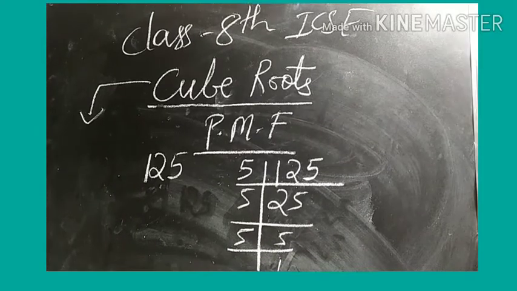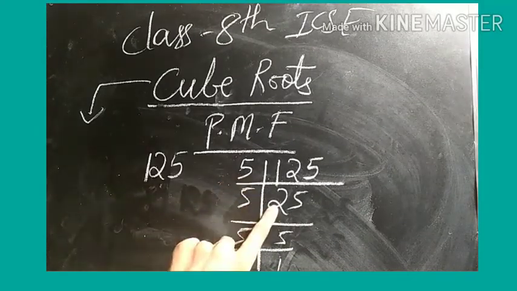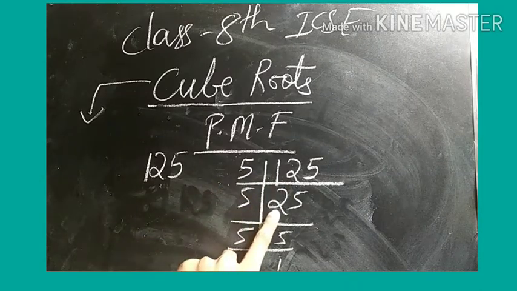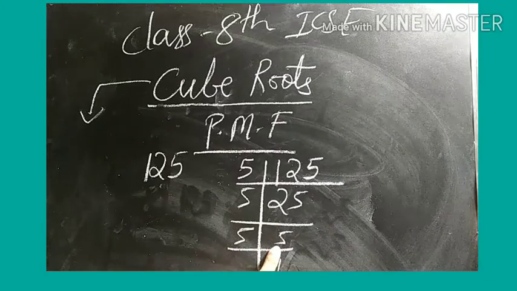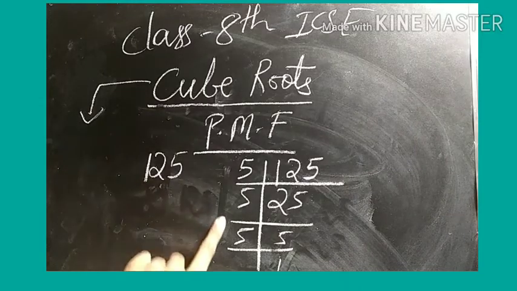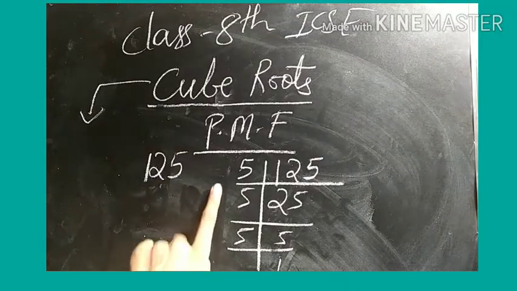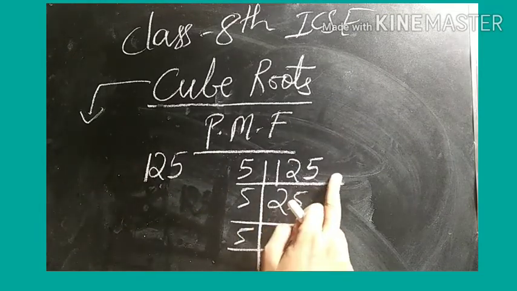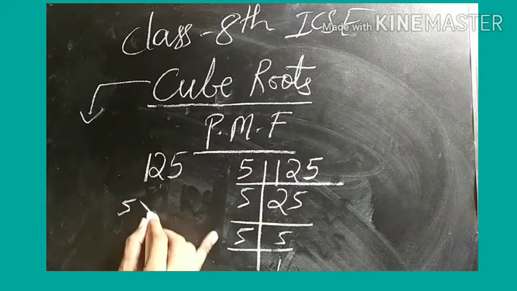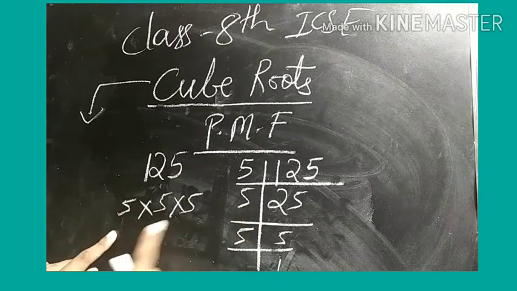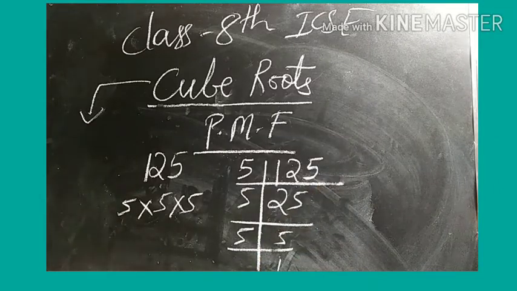Now one thing you notice here: when we divide 125 by 5, you get 25. Then again we divide, and you get 5. It is the same way you find the HCF. These are the prime factors whose product gives 125. So we write 5 into 5 into 5, and the product of these 3 must always be equal to 125. You can cross check also.